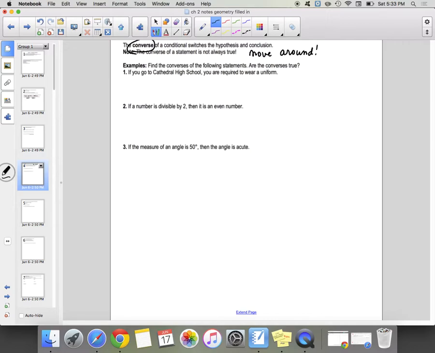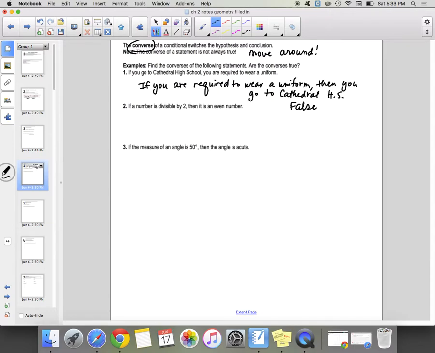So the first example says, if you go to Cathedral High School, you are required to wear a uniform. So we say, if you are required to wear a uniform, then you go to Cathedral High School. Okay, and we talked about that in class. We said, well, it's not just Cathedral that requires a uniform, maybe like Heron High School or the Oaks Academy or something like that. There's other places where you would have to wear a uniform. Okay, so converses are not necessarily true. So this one would be false.